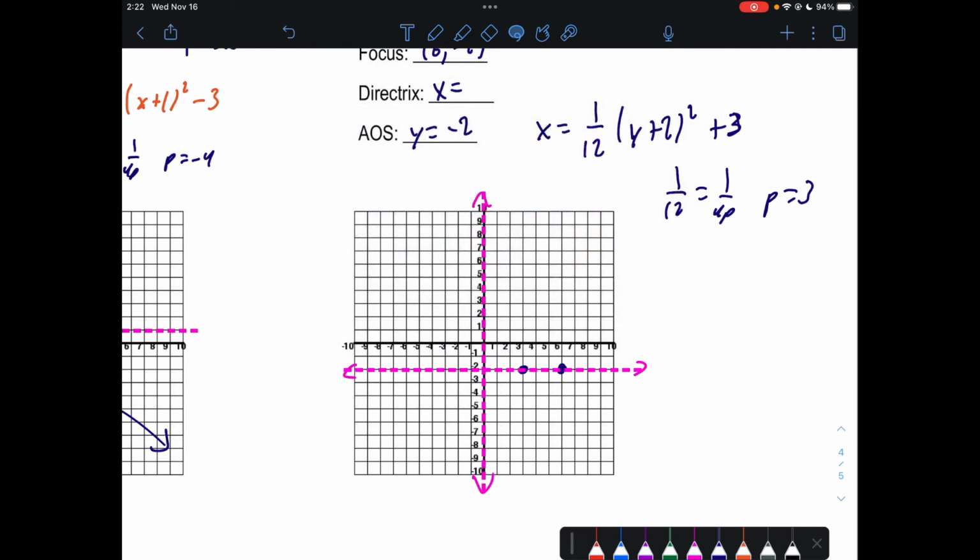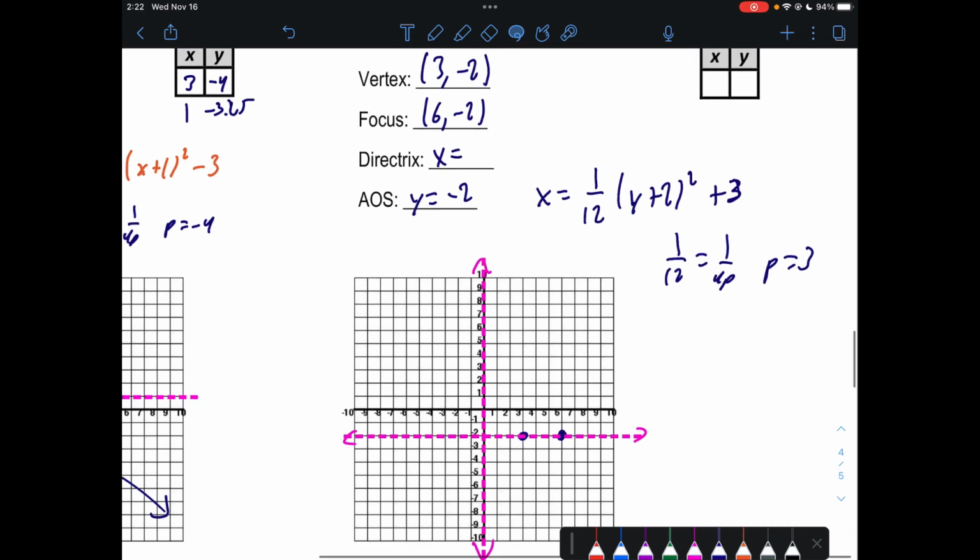And let's pick out some y values to put in. How about 0? If I put 0 in, I would get 2 squared, which is 4, 1/12 of that, so it's 1/3 plus 3. So 3 1/3, comma 0, which means also 3 1/3, comma negative 4.